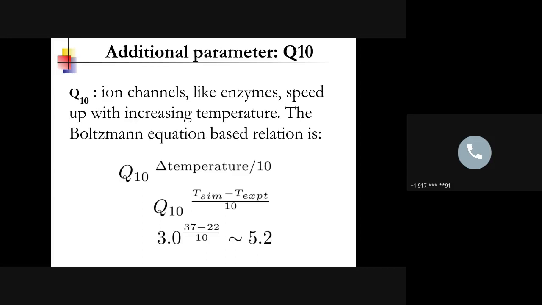But this rule, which comes from the Boltzmann equation, is probably not, in most cases at all, followed. So the Q10 is a parameter. It's represented by a number. Usually it's a 3, maybe a 5. Q10 for just diffusion is maybe a 1.5. And that parameter is exponentiated to the change in temperature divided by 10, hence the 10, Q10.